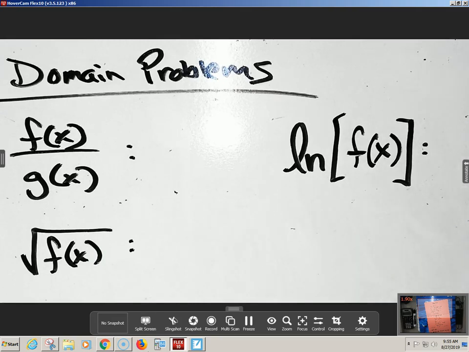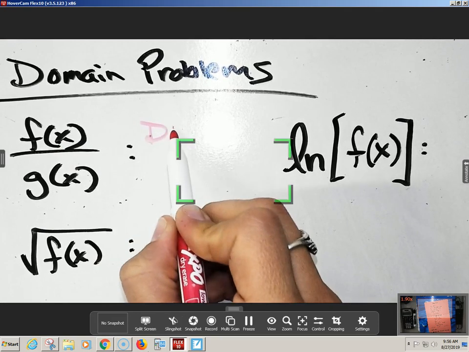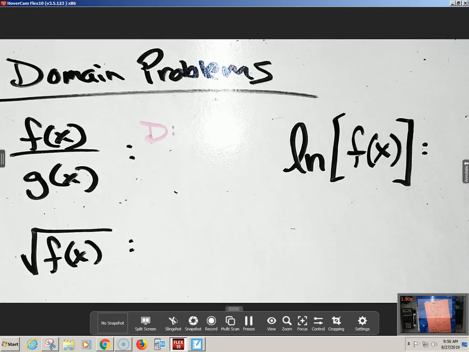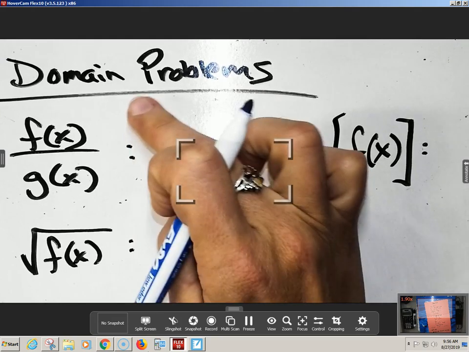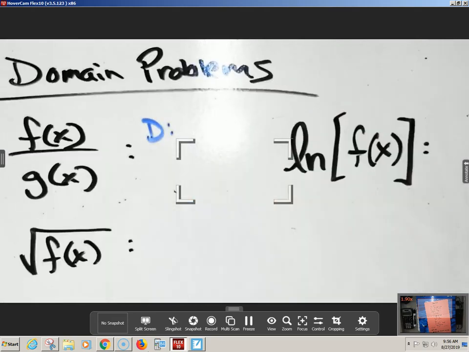So if I was thinking about domain, for instance, for this whole, let me do a different color, f of x over g of x. Instead of doing, oh, that's horribly light. Well, it is, right? It's like a pink. It's not even red. We should sue. Okay, don't sue. That's bad. Okay.